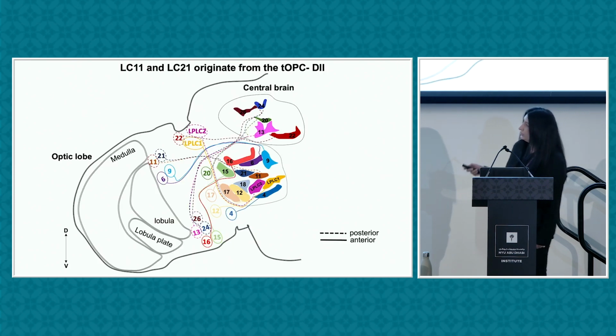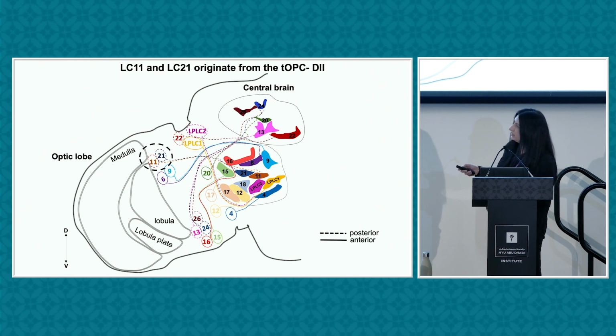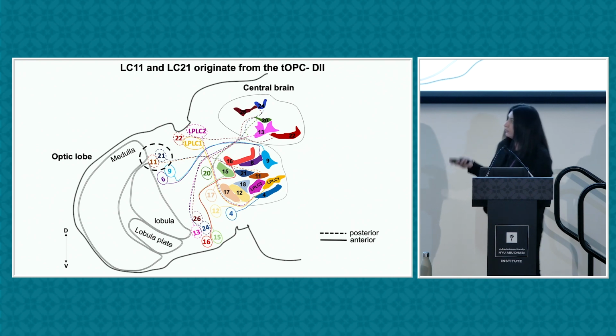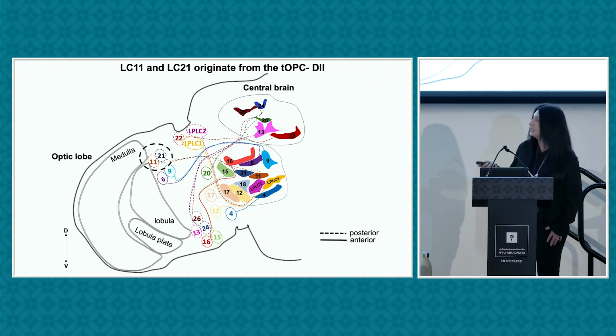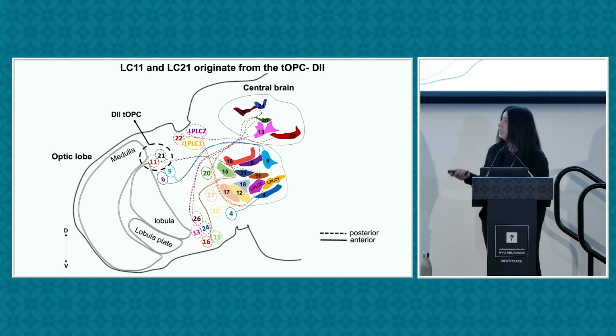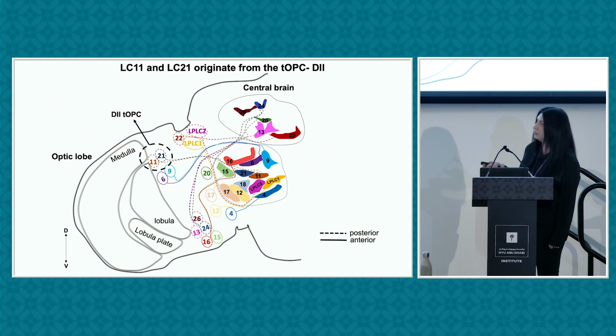And again, if we look back at our schematic, you see that LC11 and LC21 are also located next to each other. They follow the same trajectory to the central brain, and their optic glomeruli are neighboring. And we performed various analyses, but for the sake of time, I won't have time to go through it. But we found that these neurons do come from the TOPC as well. However, they come from a different temporal window, which is the distalis time window. So they, similar to LC6 and 9, come from the TOPC, but from a different temporal window.